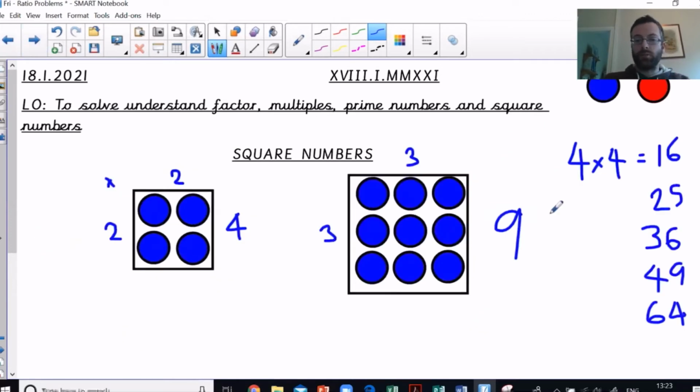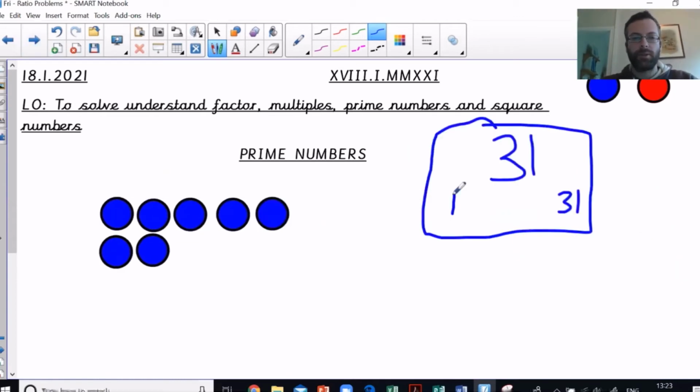Square numbers are the result of multiplying a number by itself. So if I said, what is the square of 10? You would say it's 10 times 10, which is 100. So 100 is a square number. And then prime numbers can only be divided by themselves and 1.